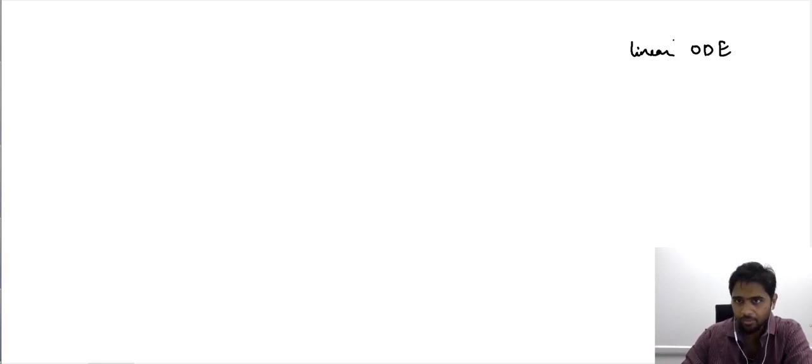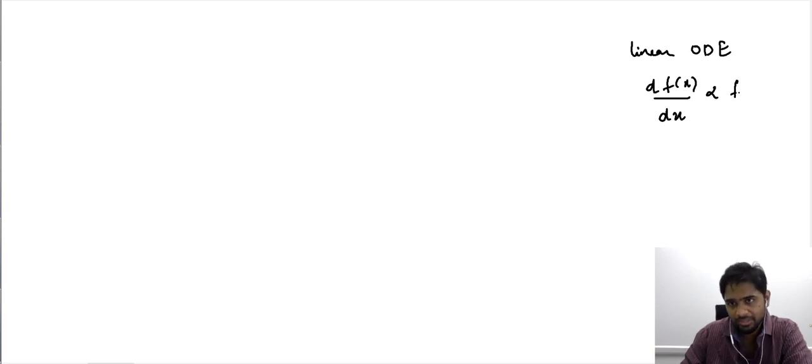Hello friends. In the previous lectures, we were considering a specific form of ODEs, which we refer to as the linear ODEs. The characteristic feature of these linear ODEs is that the derivative of the function is proportional to the function itself. Ultimately, they lead to a linear relation, and therefore we refer to it as a linear ODE.